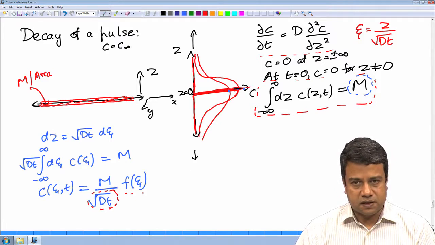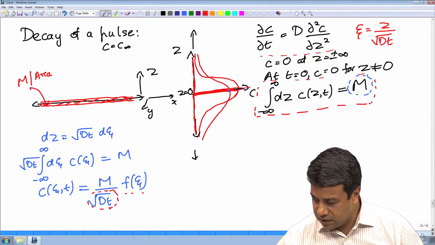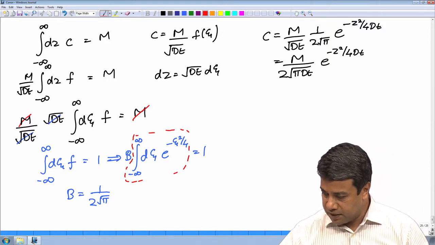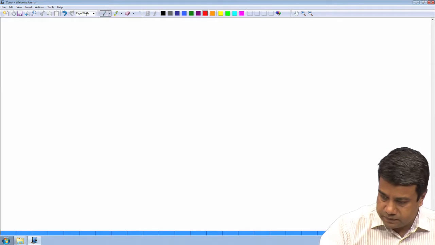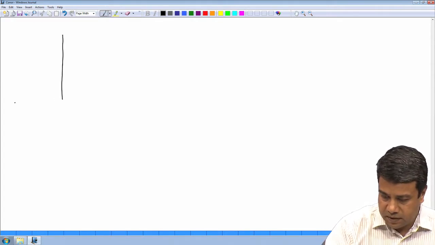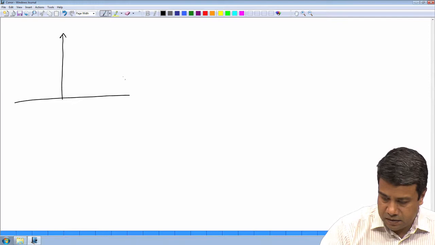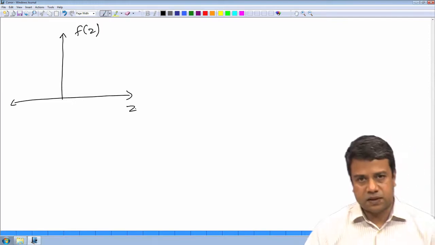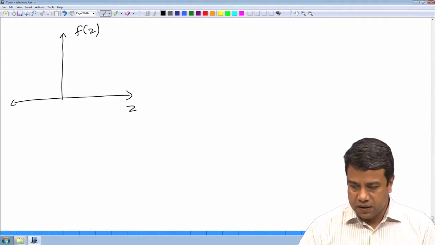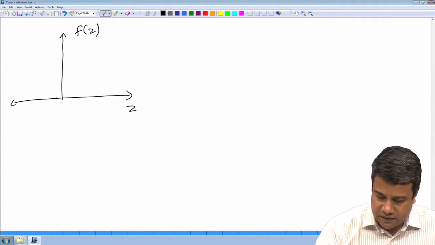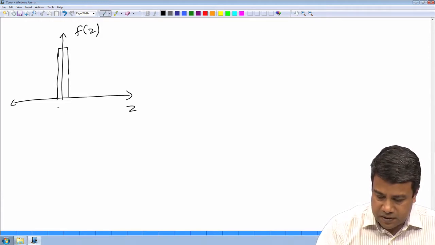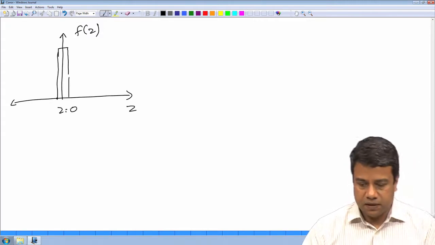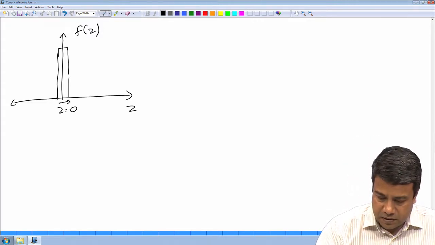Okay. This is an idealization. This is called a delta function. So, I will just briefly introduce that. If I have a function f of z as a function of this coordinate z, the delta function is basically defined as a function about the origin z is equal to 0, which has a width h.